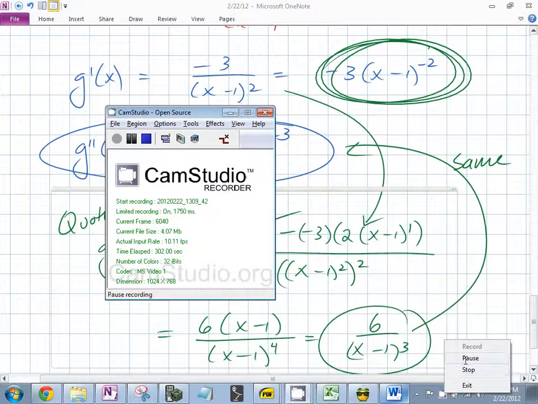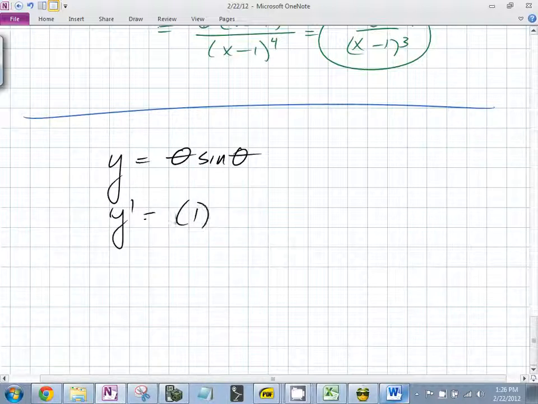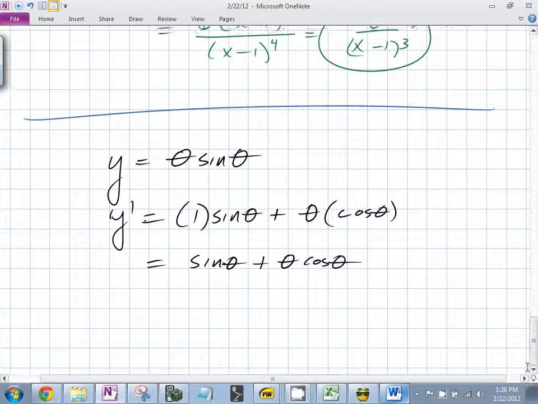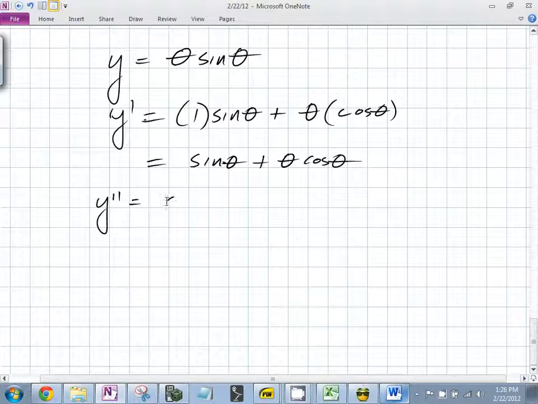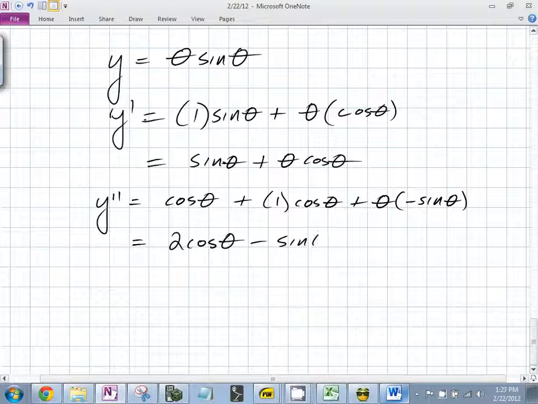Now y equals theta sine theta, right? What rule do we have to use? Product. y prime is going to be equal to 1, because that's the derivative of theta, times sine theta, plus theta times cosine theta. Clean it up a little bit and you end up with sine theta plus theta cosine theta, right? So, second derivative, you end up with cosine theta plus, now you have to use the product rule. The derivative of the first times the second plus the first times the derivative of the second. Clean it up just a little bit and you end up with 2 cosine theta minus sine theta. There it is.